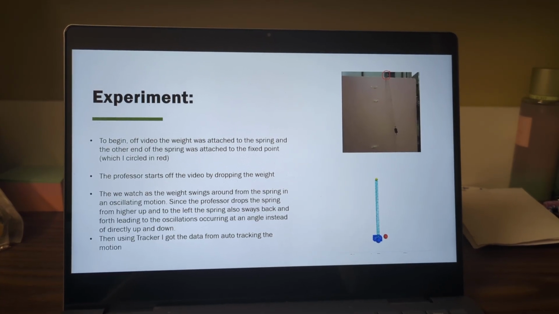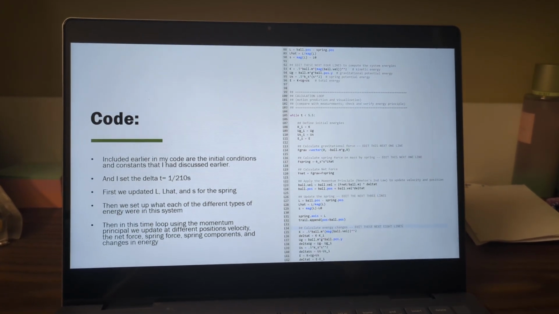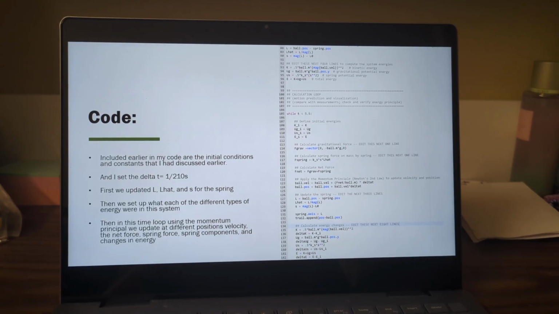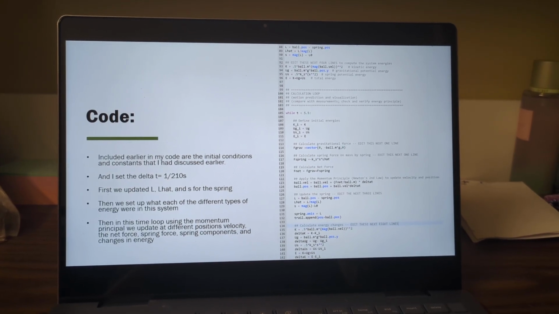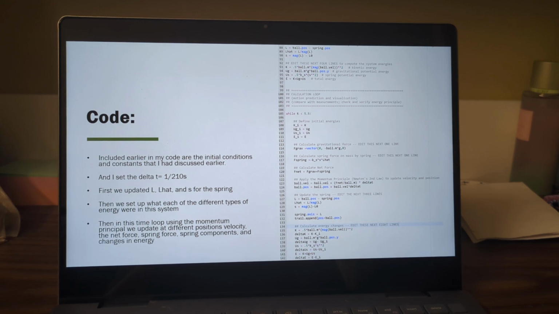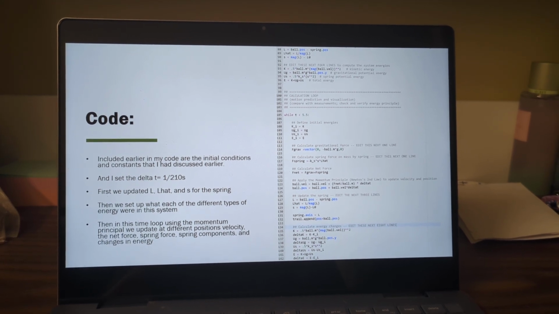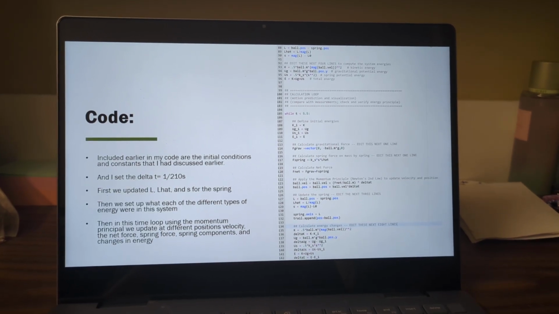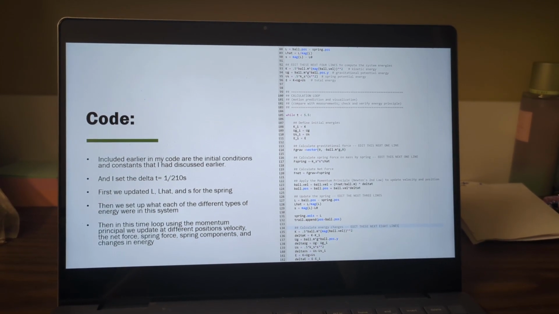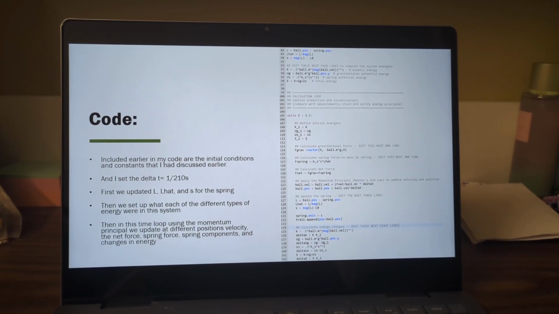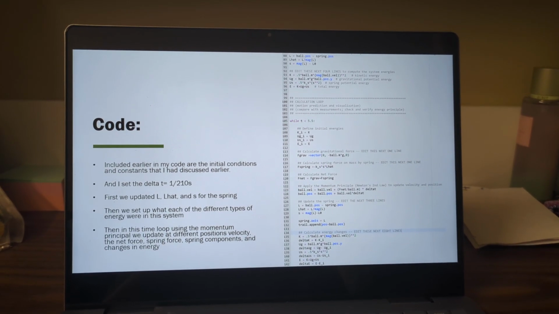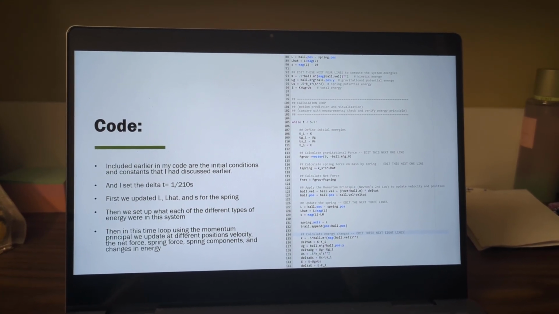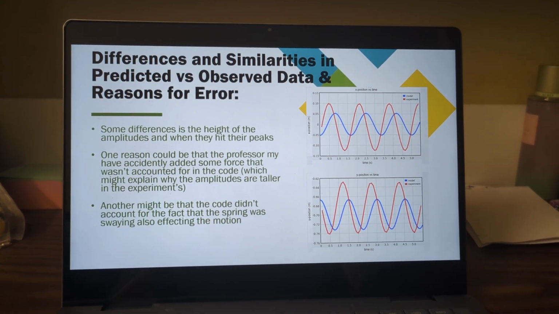Then, using Tracker, I got the data from auto-tracking the motion. Then, using this data, I input it into my code. Included earlier in my code are the initial conditions and constants that I had discussed earlier, and I set the delta t to equal 1 over 210 seconds, which I also got from the data. First, we updated L, L hat, and s for the spring. Then we set up what each of the different types of energy were in the system. Then, in this time loop, using the momentum principle, we updated the positions, velocity, the net force, the spring components, and changes in energy.